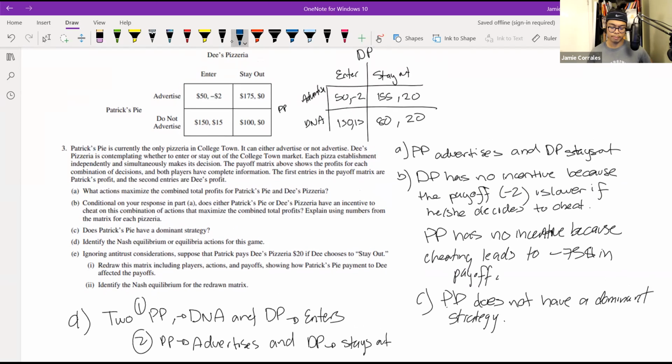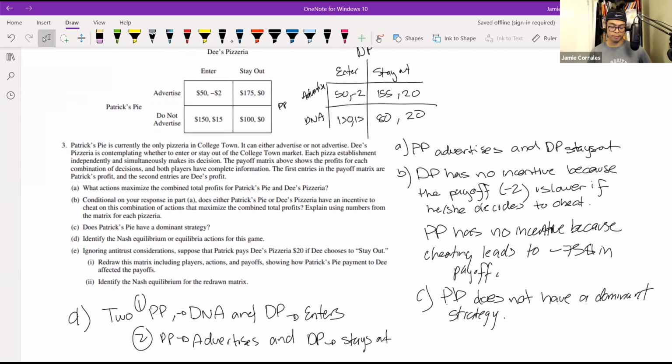So let's say I'm PP and DP enters, right? If DP enters, I am going to, as PP, not advertise because 150 is greater than 50. If DP stays out, well, I'm PP, right? Am I going to advertise or not? Well, advertising has a better payout, 155 versus 80.